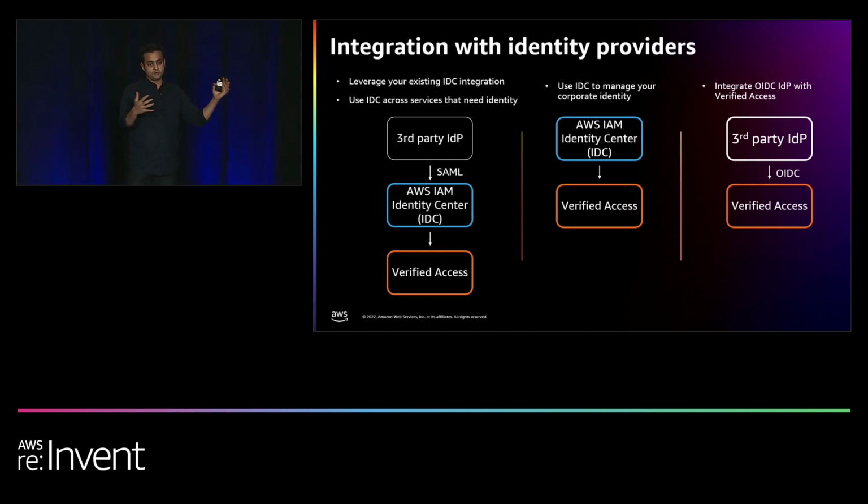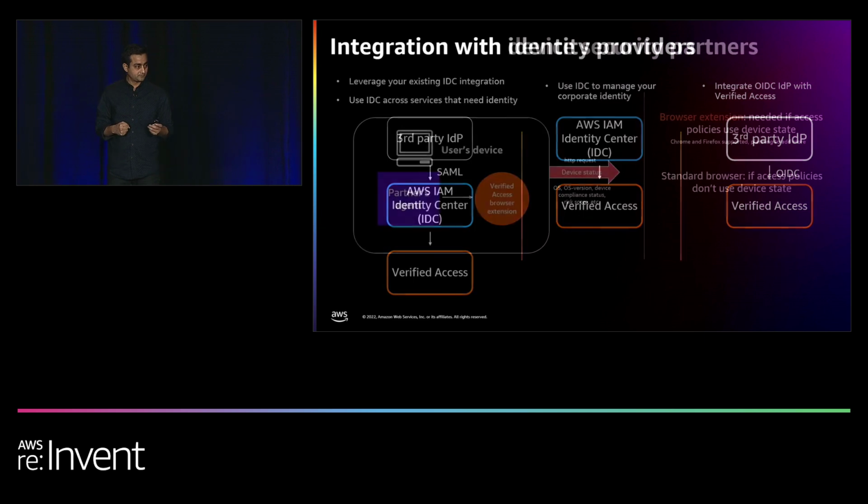The other option is, if you don't have an identity provider, you can just use Identity Center to define your user pools, manage the user pools, things like that. And finally, you can directly integrate your identity provider using OIDC with AWS Verified Access.